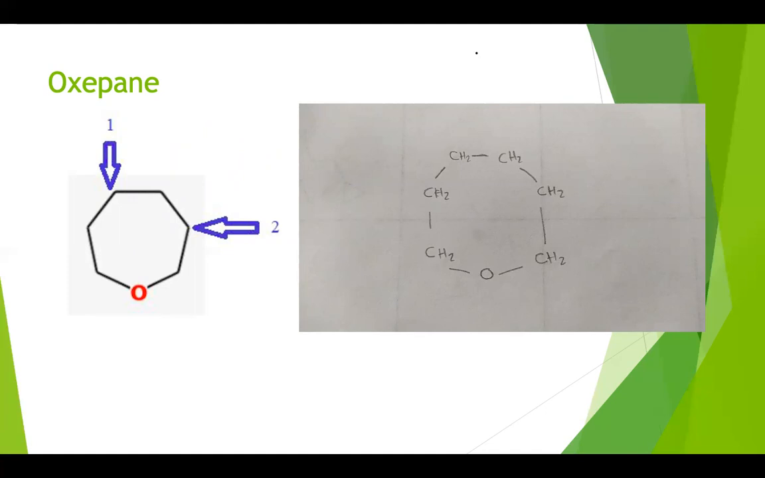The hydrocarbon structural classification is like this. The structure is cyclic because it's closed, it is heterocyclic because inside the structure is oxygen, so it's a different element. It's saturated because it has only single bonds, and it's linear.